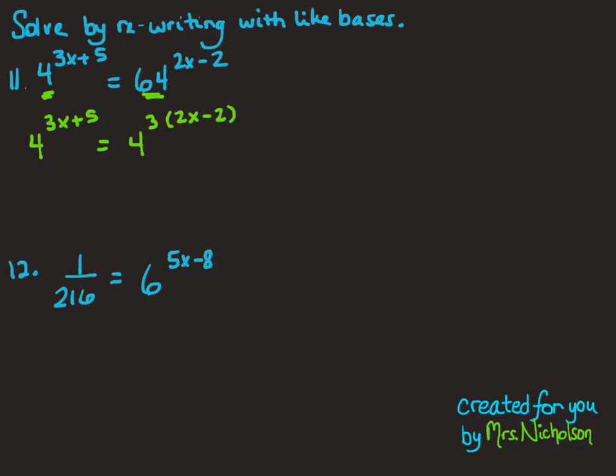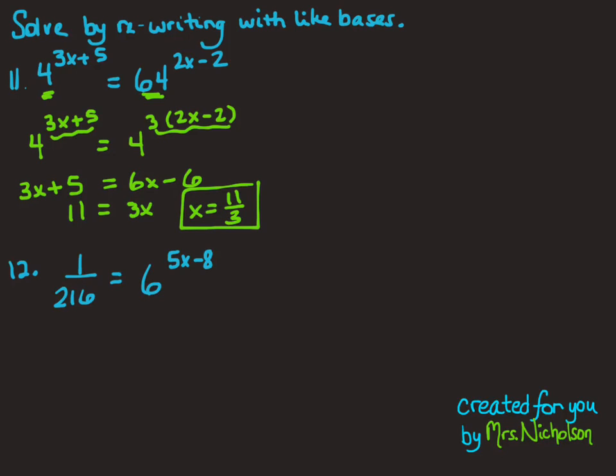Now that my bases are the same, that means that my exponents must be equal to each other. And so 3x plus 5 is equal to 6x minus 6. And then we can solve for x. I'm going to subtract the 3x over to this side and add the 6 to the other side. So I got 3x equals 11, and divide by 3 to get x equals 11/3 as a final answer.